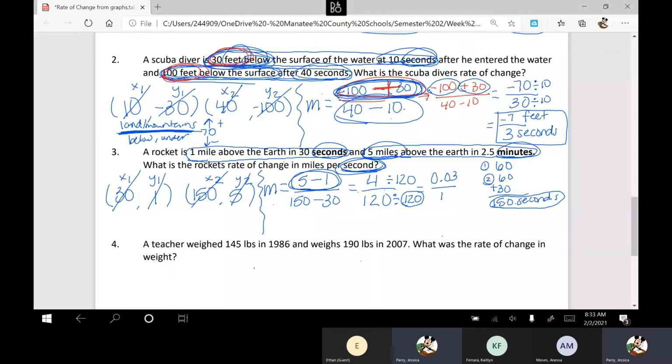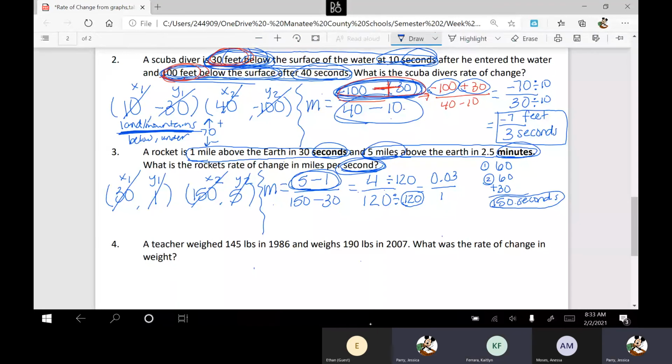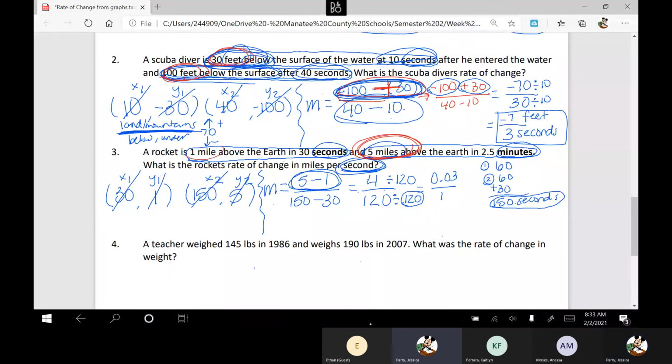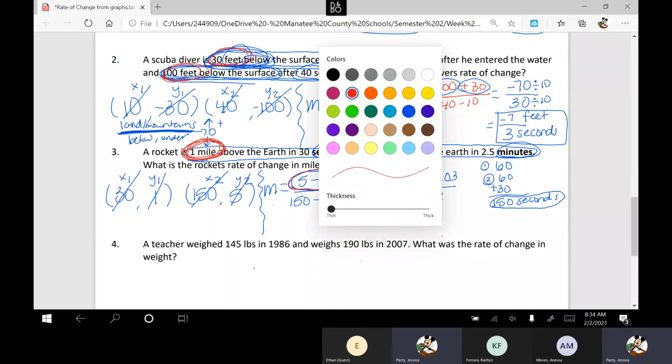Miles or seconds? Miles. So let's look here. We have 5 miles, 1 mile. So the 5 and the 1 are representing what? Miles. Perfect. So the top number is going to stay miles.